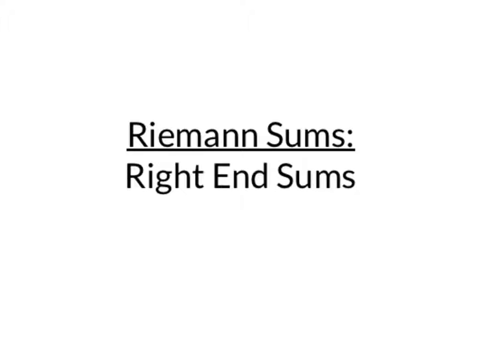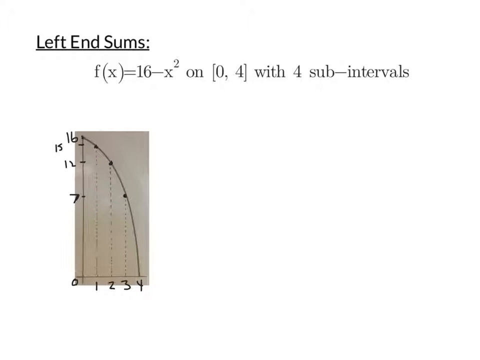Let's continue to take a look at estimating the area under a curve using Riemann sums. We've already done this problem where we estimated the area under the curve f of x is equal to 16 minus x squared on the interval from 0 to 4 with 4 subintervals. Just as a refresher, how we do that is we subdivide that interval on the x-axis from 0 to 4 into 4 subintervals, like I've done here.